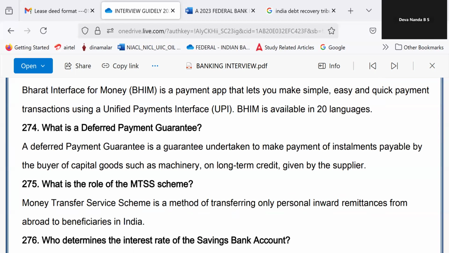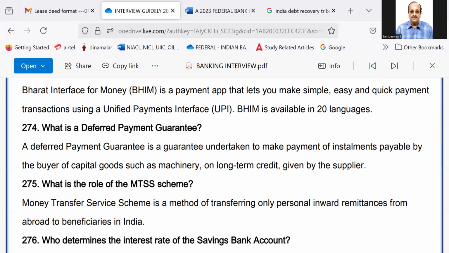What is a deferred payment guarantee? A deferred payment guarantee is a guarantee undertaken to make payments of installments payable by the buyer of capital goods such as machinery on long-term credit given by the supplier.